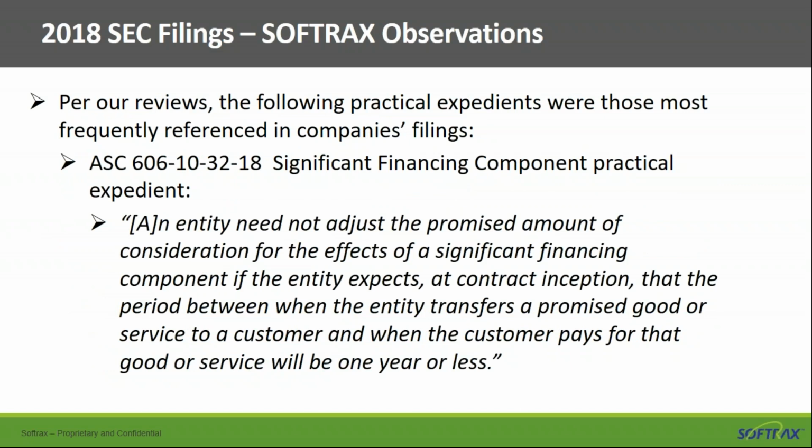Okay, so the first practical expedient that we're going to talk about is related to a significant financing component. Just in brief, it reads, an entity need not adjust the promised amount of consideration for the effects of a significant financing component if the entity expects at contract inception that the period between when the entity transfers a promised good or service to a customer and when the customer pays for that good or service will be 1 year or less. So that was very long-winded, but the key there was 1 year or less. And per our review, very few companies actually identified that they met the significant financing component requirement.